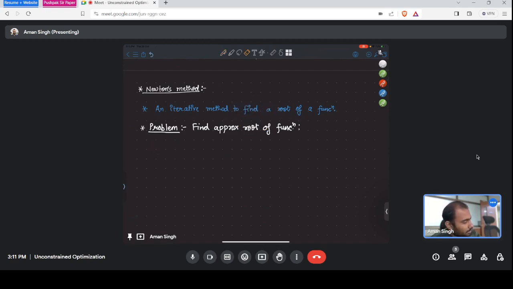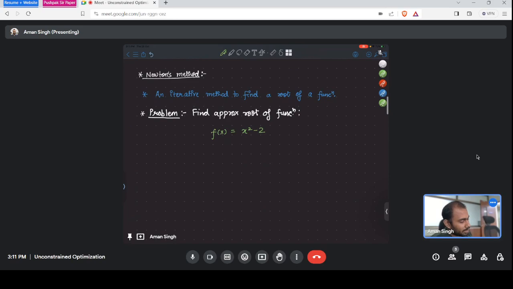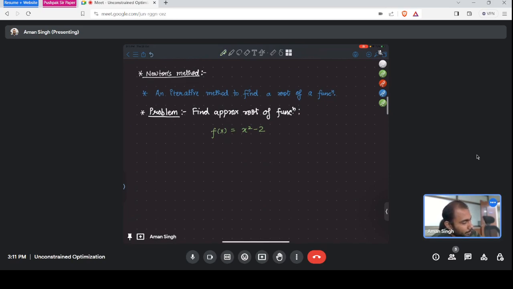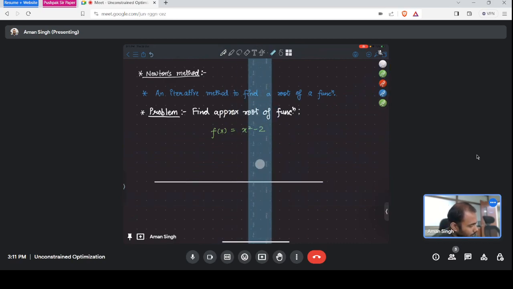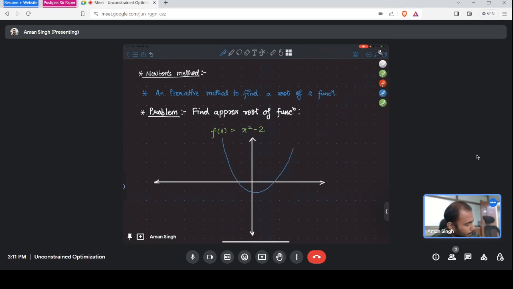Let's look at an example of how we find it. Let's say we have a function f(x) given by this. This is a very simple example. Its roots exist at plus and minus root 2, which we already know because it has an analytical solution. Let's try to solve it using Newton's method. So how will we do it? Let's say this is the graph of the function.